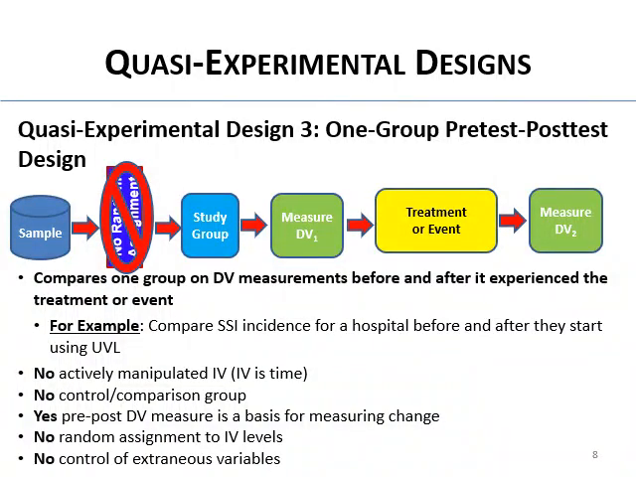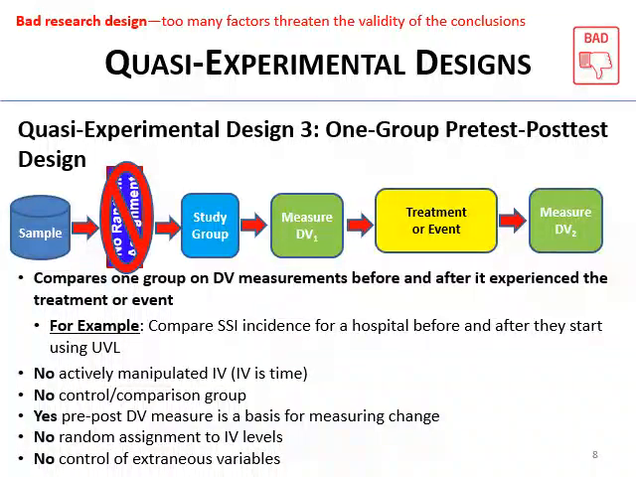There's no random assignment, and there's really no control of extraneous variables. There's no comparison group to reduce confounding. So again, a really bad design. So there's too many factors that threaten the validity of your causal conclusions.